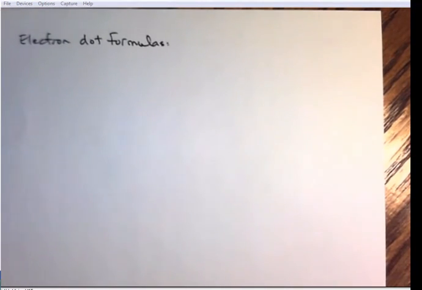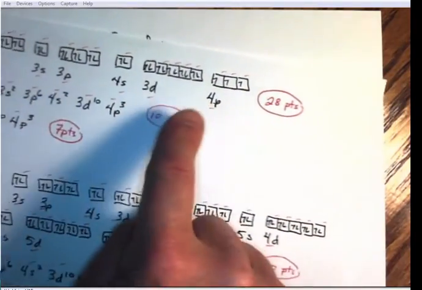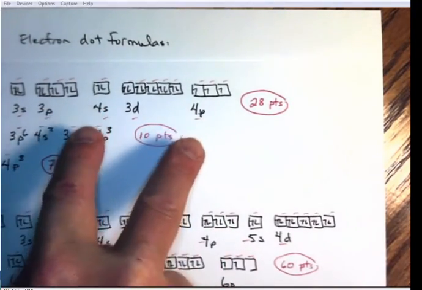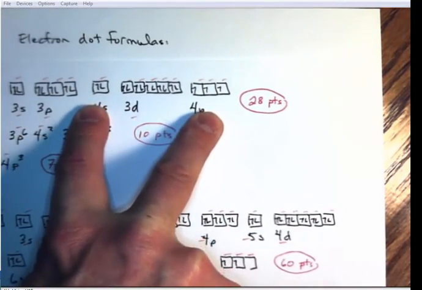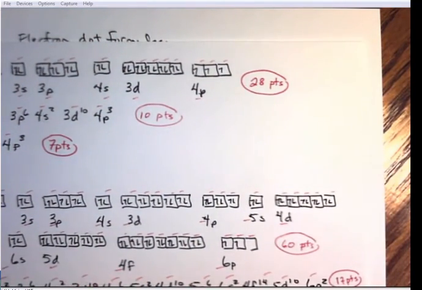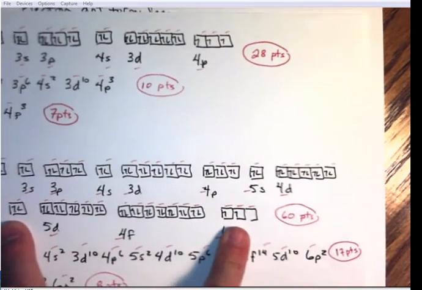We've been talking about orbital notation and electron configurations. And once you do those, electron dot formulas should be super easy. All you have to do is identify the valence electrons, and we just talked about how to do that. For arsenic, 4s and 4p are our valence electrons, so that's 5 valence electrons. And for lead, it was 6s and 6p, that's 4 valence electrons.